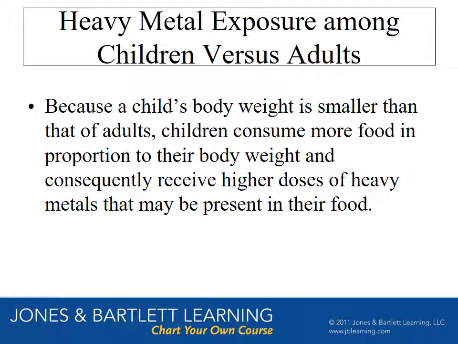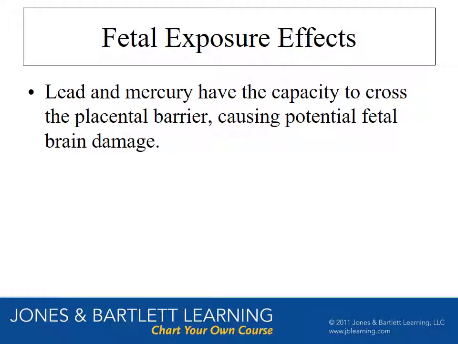And because a child weighs less than an adult, if an adult and a child had the same amount of drinking water with lead in it, or the same amount of dust that they inhaled with lead in it, or paint chips that they got exposed to, the child's dose would be higher. So they're consequently overexposed to heavy metals in food or in water when we're talking about the same amount consumed by an adult versus a child.